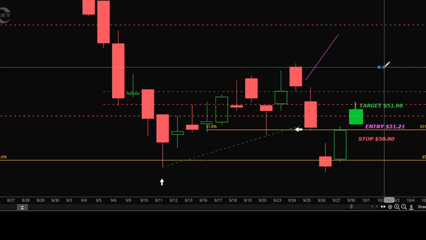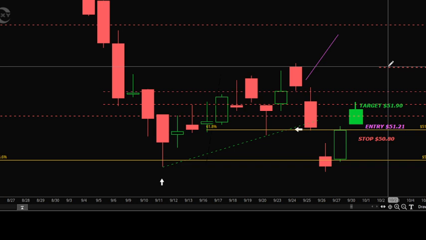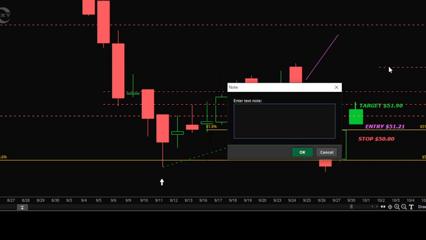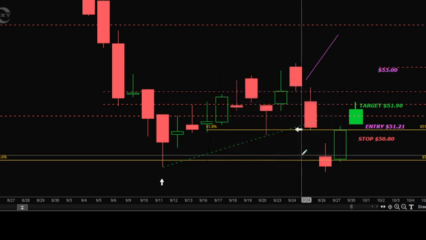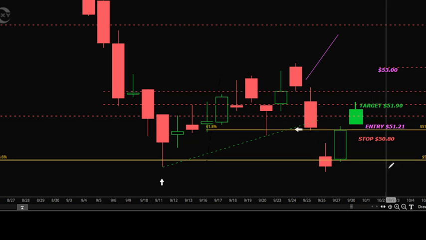52.99, $53. I can put that in there. I wouldn't think of going any higher than that tomorrow. I'm just going to put that up there. And again, I hope this isn't getting cut off. I'm going to have to slide this over.